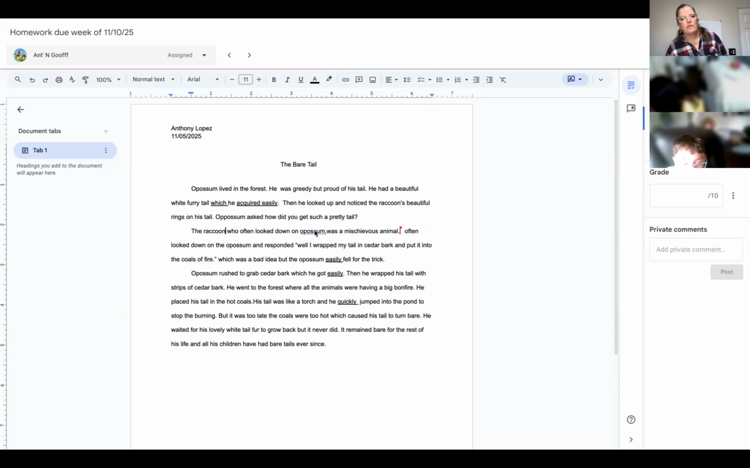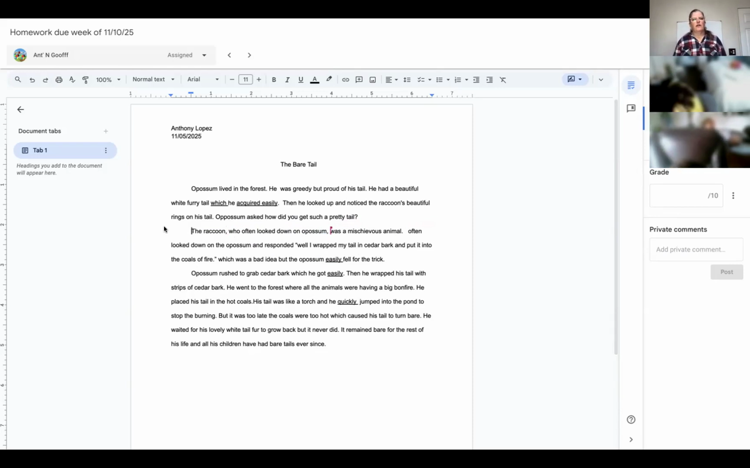Okay, so it's showing here. Oh, no, you don't need to change that. Put a space after the comma though, because it got squished right there. And then right before the word who, you're going to use a comma. So whenever you have a who clause in the middle of a sentence, you need commas around it. Okay, now read that sentence to me. The raccoon, who often looked down on opossum, was a mischievous animal. I like it. That sounds so much better.